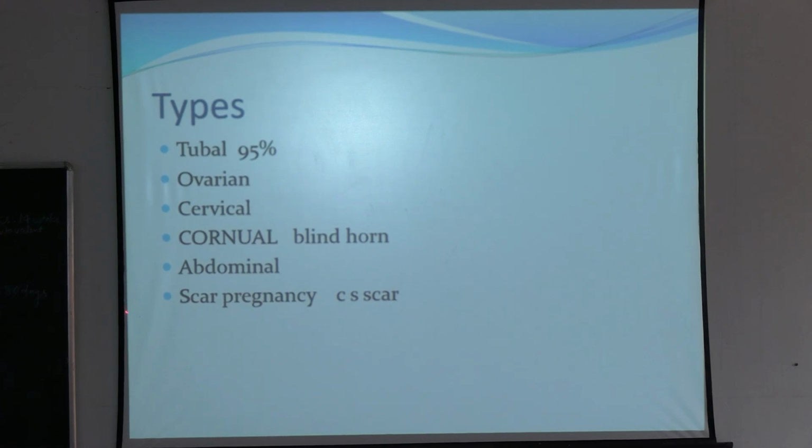Scar pregnancy, that means caesarean section scar. If the pregnancy is implanted over the caesarean section scar, the myometrium there is very, very thin, so it could cause complications. It will not grow like a normal pregnancy, and that will be called scar pregnancy. That is a very new entity, occurring because of the rise in caesarean sections.